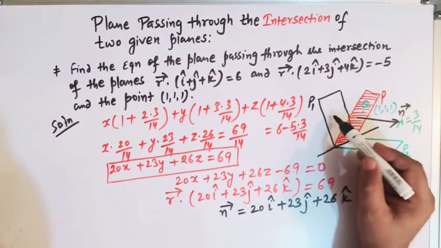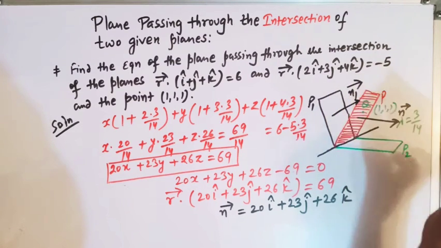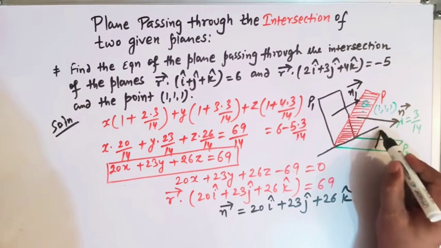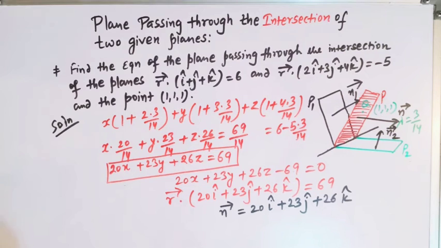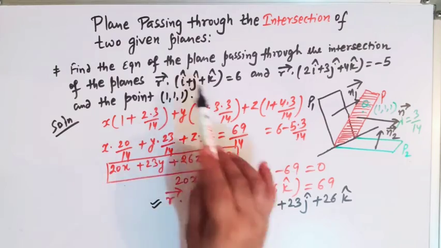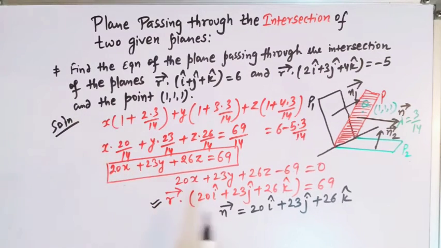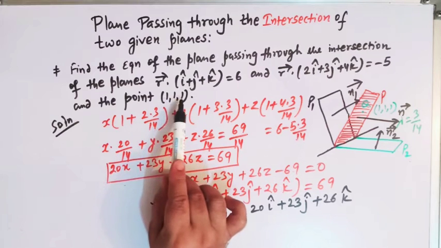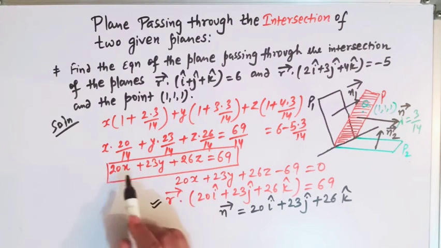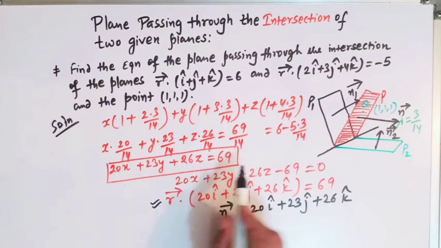Now for the planes P1 and P2, the normal vectors are like this. This is the n1 vector, and the normal vector for the plane P2 is the n2 vector, right? So this is the required equation of the plane passing through the intersection of these two planes, and this plane passes through the point (1, 1, 1).